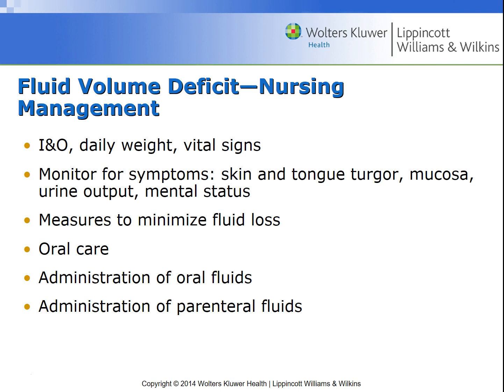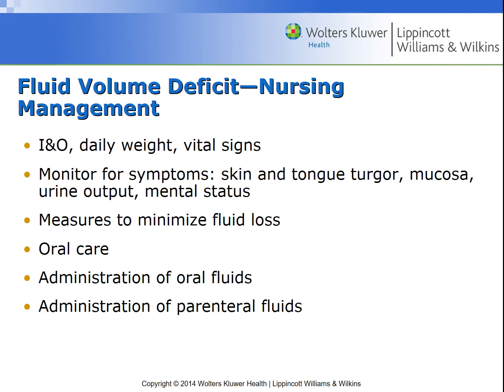You're also going to do vital signs, and the reason why is because if you do a set of vitals and you find that her heart rate is high and her blood pressure is low, then she is truly dehydrated. Monitor for symptoms of skin and tongue turgor, mucosa, urine output, and mental status. The reason why you check for the mucosa and the skin and tongue turgor is because those are your first signs of dehydration. You can actually see if she's dry in her oral mucosas, then she's actually truly dehydrated. You're going to check for urine output, because again, what goes in should come out, and if she's not putting anything out, then she is truly dehydrated.